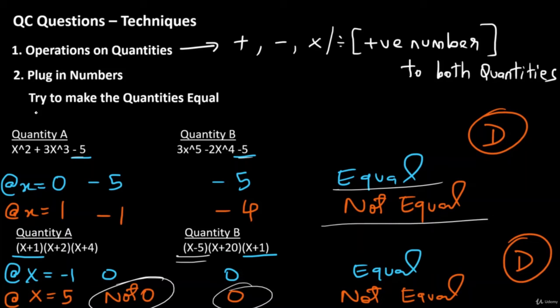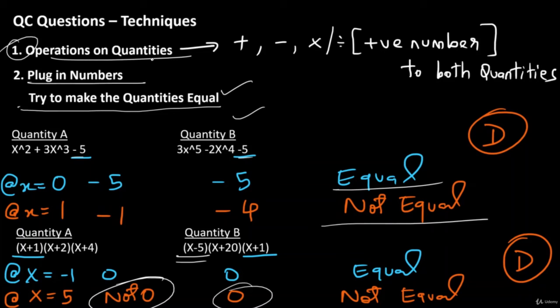So this is a very interesting approach. When you plug in numbers, try whether you can make the two quantities equal. And if you can do that, then try another combination and see whether they are still equal or not. Alright, now we have discussed two methods. One is performing operations on the quantities, and the second method that we discussed is plugging in numbers. Let's proceed.